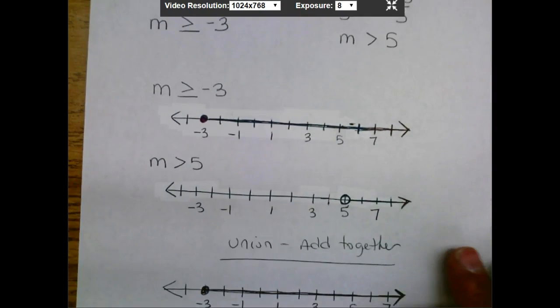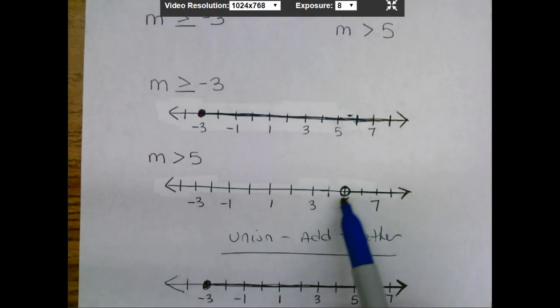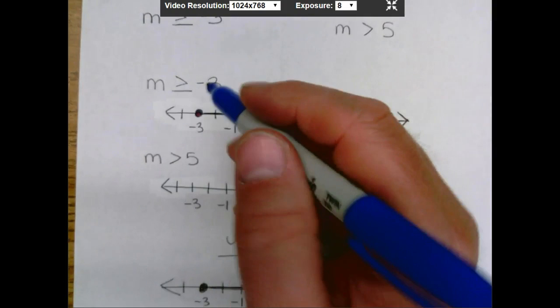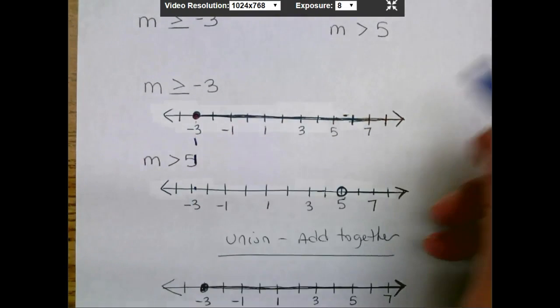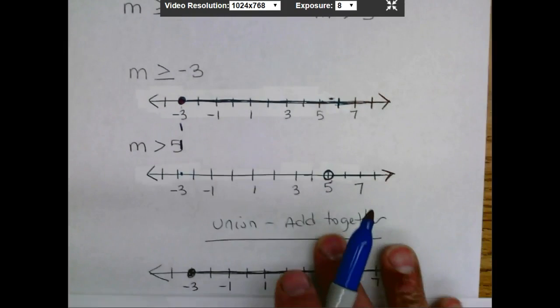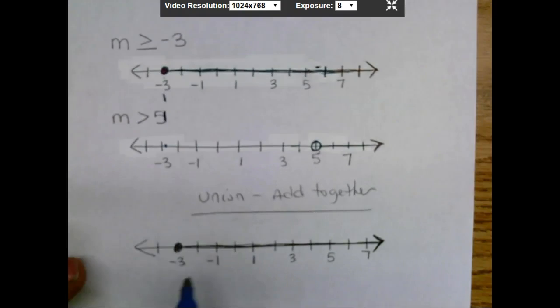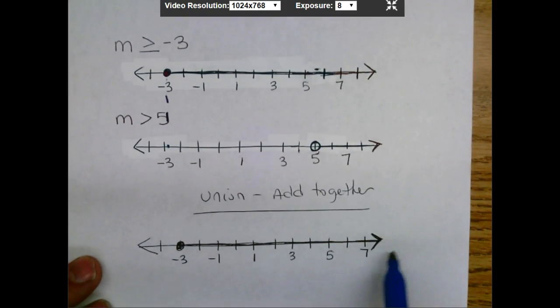And then this is the union I'm going to add together. You might see this one is not filled in, but it overlaps. It starts right here, and then it just keeps going. So then I can just take this. I can start from negative 3 and just go all the way to the right. Just add them together. That's a union.